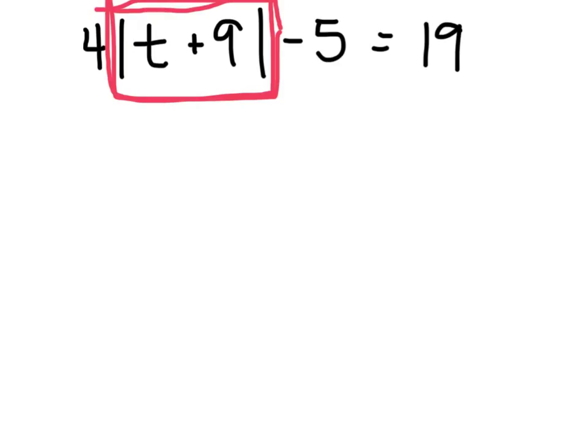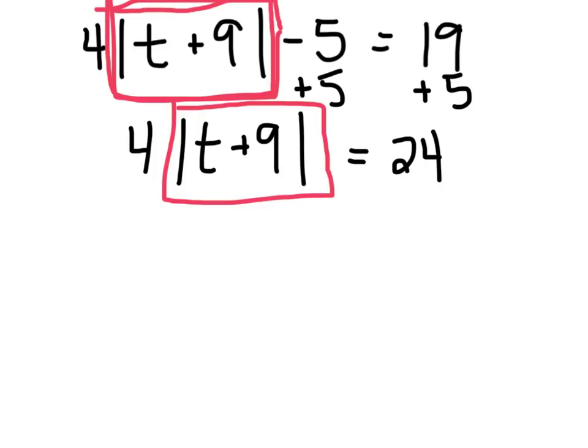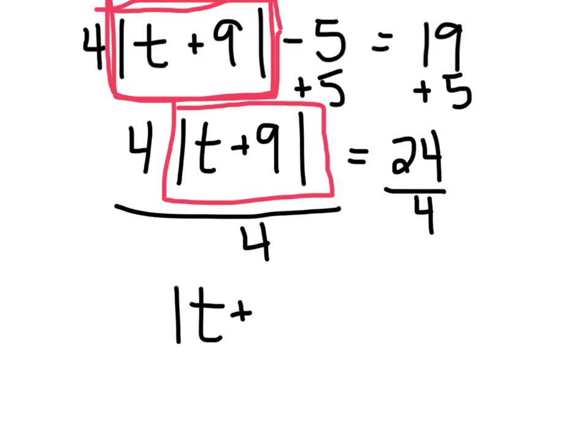So to solve, I'm going to add 5 to both sides, and I'm going to get 4 times the absolute value of t plus 9 equals 24. I still need to get the absolute value by itself, so I need to divide both sides by 4. And so now I have my equation, the absolute value of t plus 9 is equal to 6.